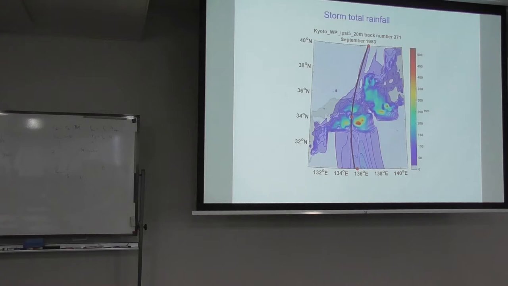For this one event, this shows the contours of rain. And so in the mountains to the southeast of us, we got about 500 millimeters of rain from this storm. But there's a lot of topographic influence and so forth on the rain.